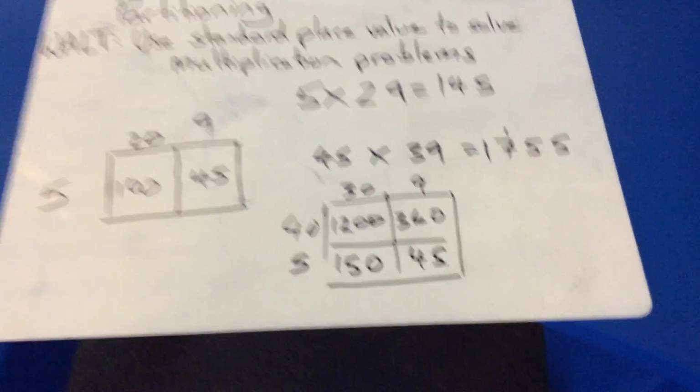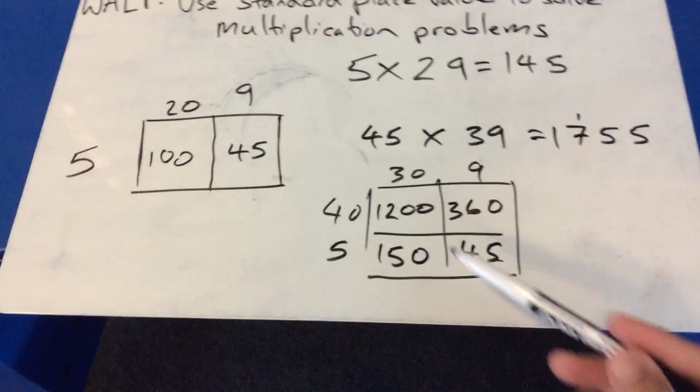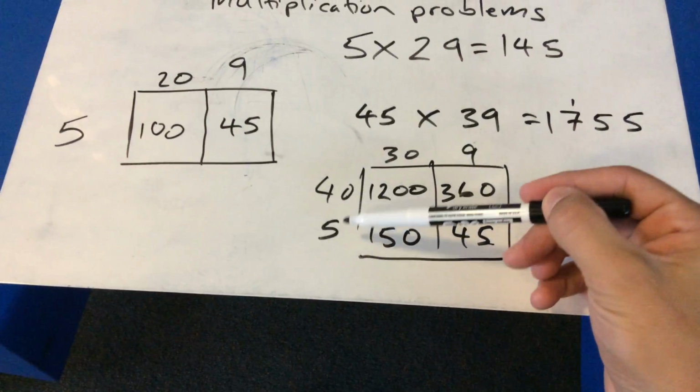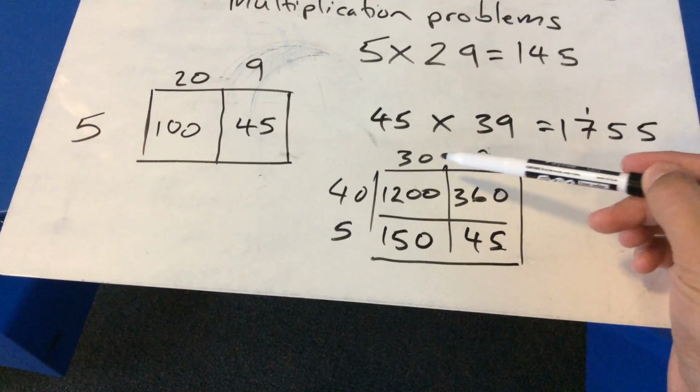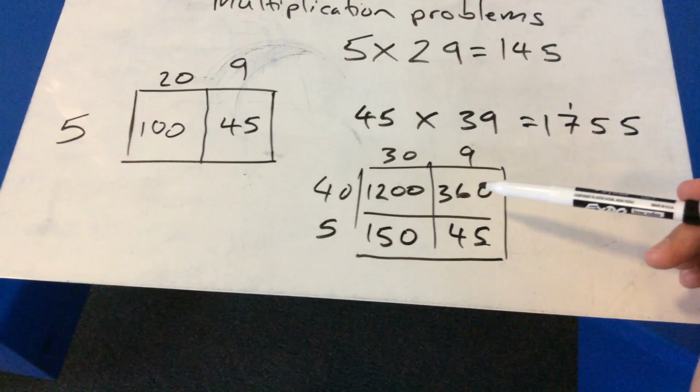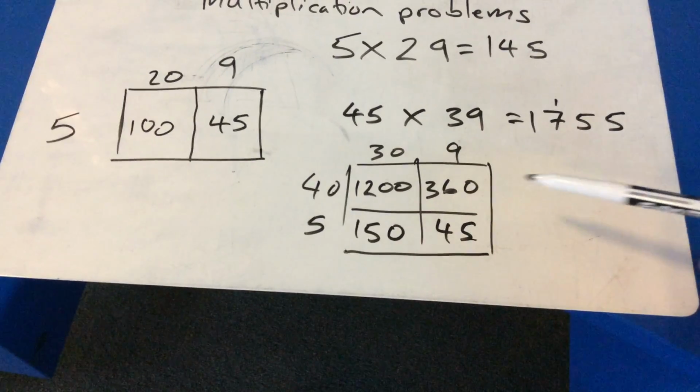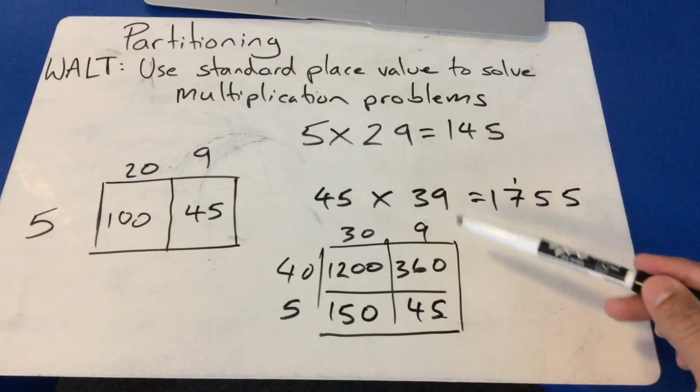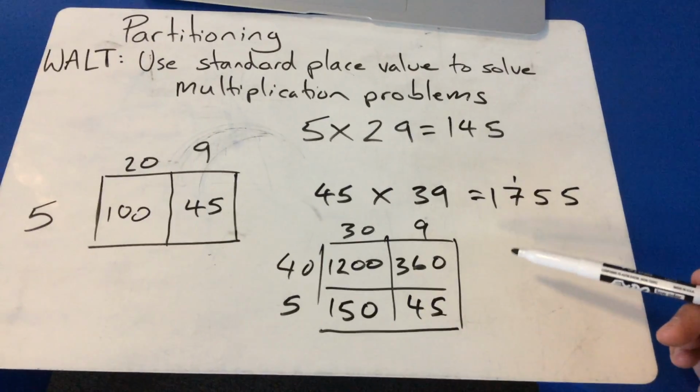Okay, so there we have. We've broken 2 problems down into their place value amounts. So 45 went into 40 and 5, and 39 went into 30 and 9, and then we did the times table into those amount boxes and just added those together. Okay, and that's how we use our standard place value to solve multiplication problems.